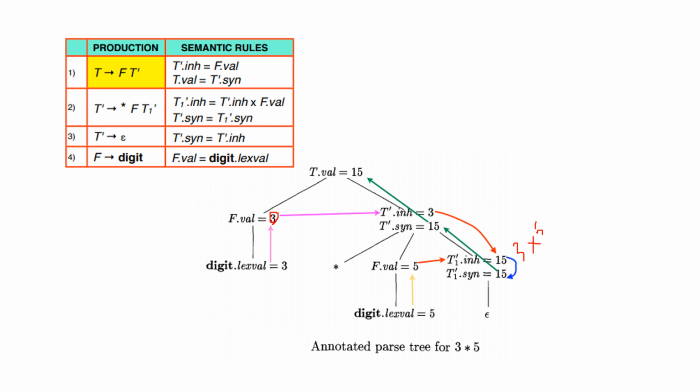And t1 inherit is again given to t1 dash synthesis, which is assigned here, that is 15. That 15 is again assigned to its parent, and this value is again assigned to the t dot val, because t dot val is assigned at t1 dot synthesis. So this is how we are calculating 3 into 5 is 15, that is assigned here. This is one of the good examples for inherited attributes.